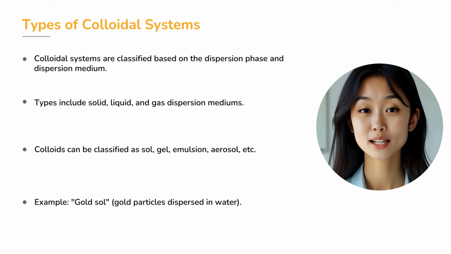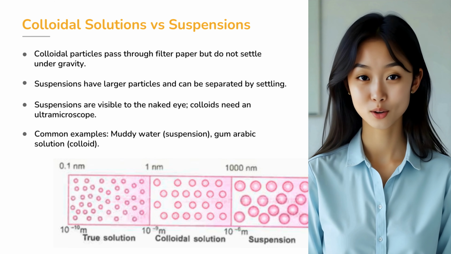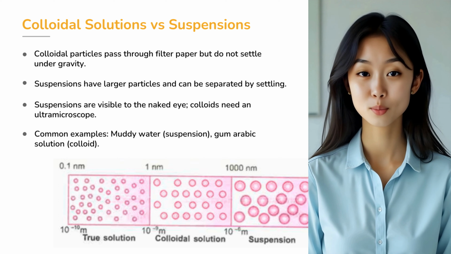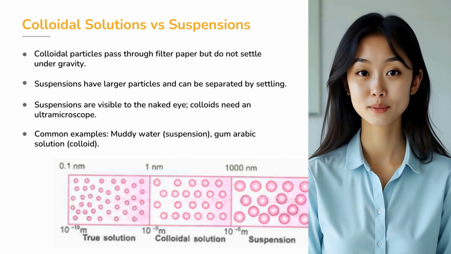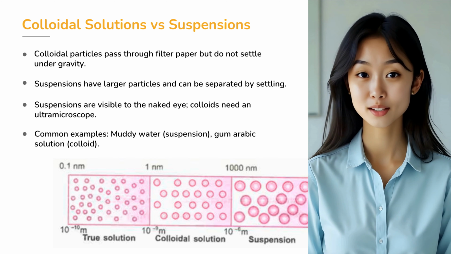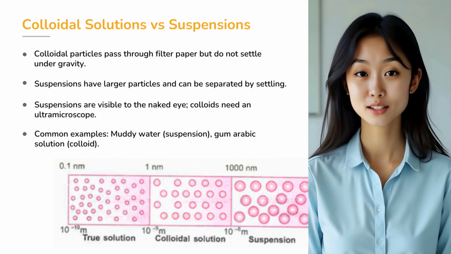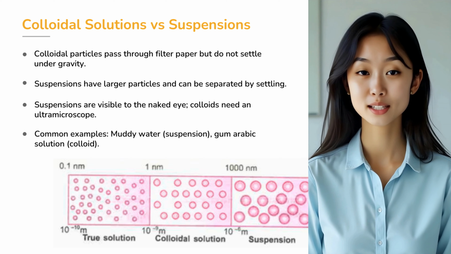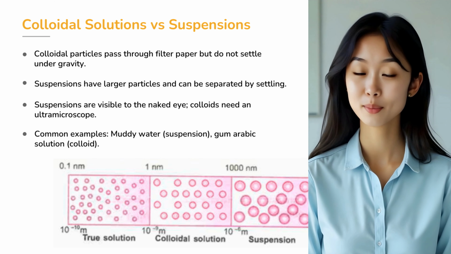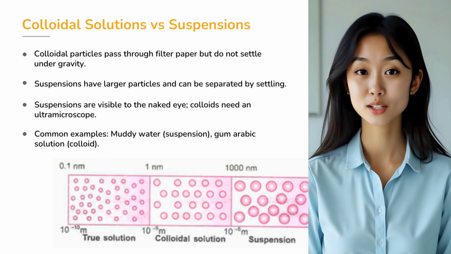Let's move on to understanding how colloids behave when mixed with other substances. Think about a jar of muddy water. When left to sit, the solid particles gradually settle to the bottom. That's a suspension. Now, imagine you've mixed something like gum arabic in water. The particles don't settle, right? That's because gum arabic forms a colloidal solution. Colloids and suspensions are both mixtures, but their behavior is very different. While colloidal particles remain suspended in the liquid, suspension particles are heavy enough to settle over time.